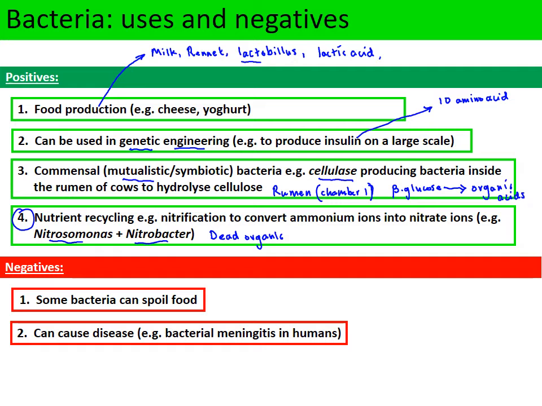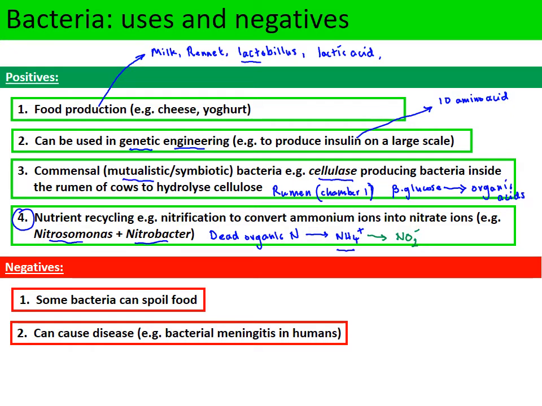So saprophytes convert the organic nitrogen into ammonium ions. Now, this part of decomposition is called ammonification. So when we get dead organic matter being decomposed by saprophytes, we get an increase in ammonium ions in the soil. Now, Nitrosomonas absorbs the ammonium ions and converts these into nitrite, NO2- ions.